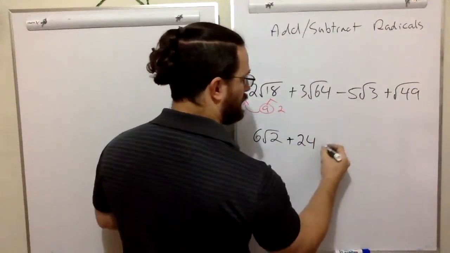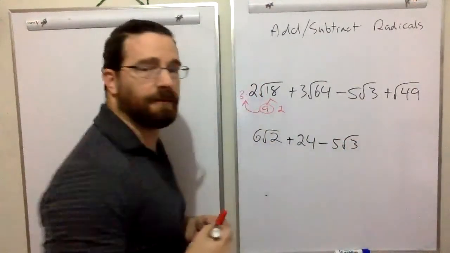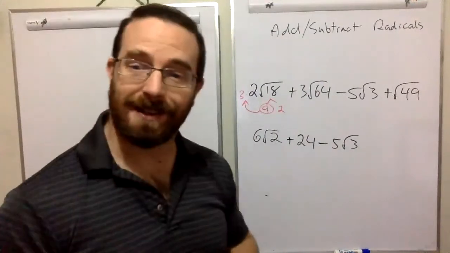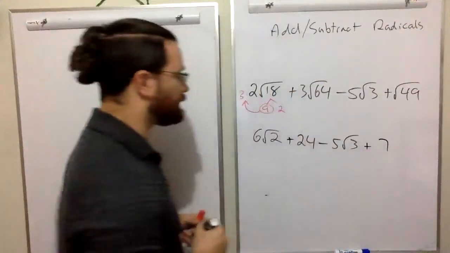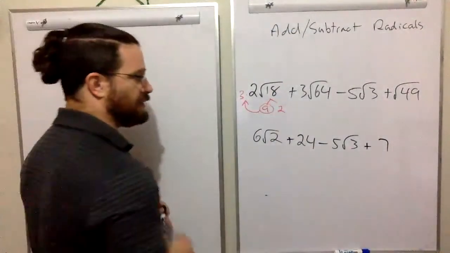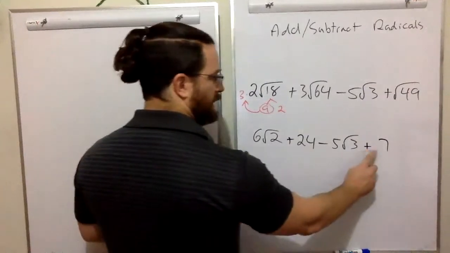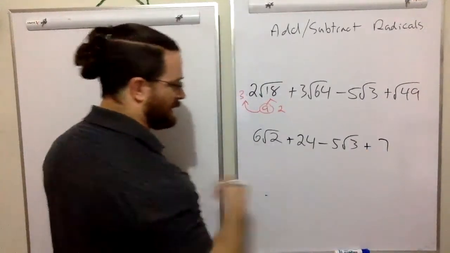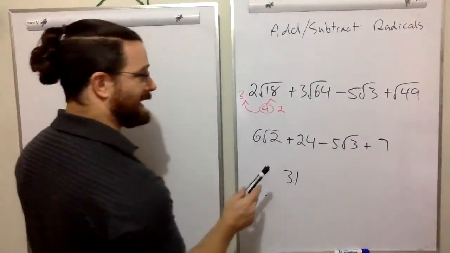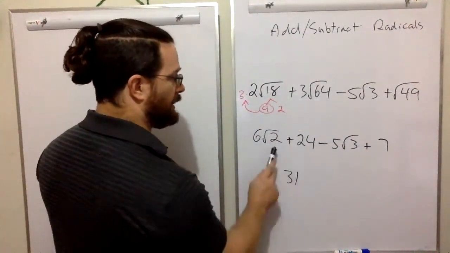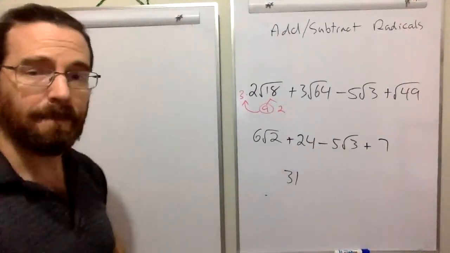No perfect square here, so this is just minus 5 radical 3. And then over here, square root of 49. Square root of 49 is just 7. So plus 7. So I can do my whole numbers first. So 24 plus 7 is going to make 31. And now I can't do anything with the 2 radicals. My radicals are different. So there's nothing to combine there.